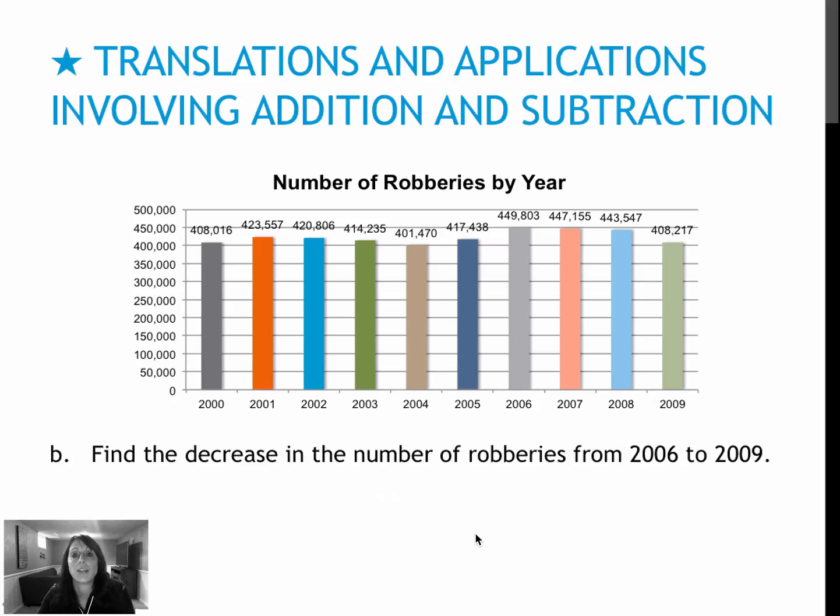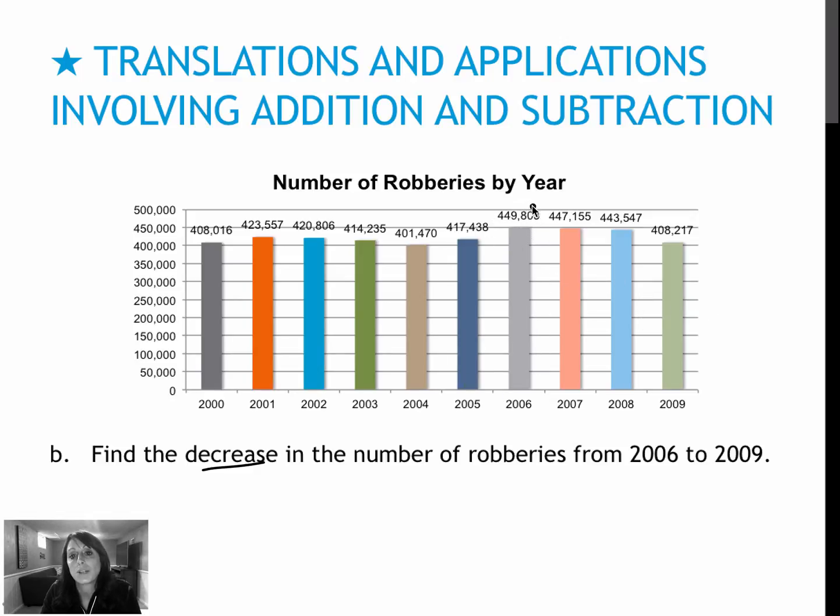Here's one for you to try. Try this one, then press play to see how you did. This is very similar to the last question that we did, but now we're finding the decrease in the number of robberies from 2006 to 2009. That simply means that in 2006 the value was higher. However, we're still going to find the result in the same way. So I'm still going to find the difference between the values of those two years.